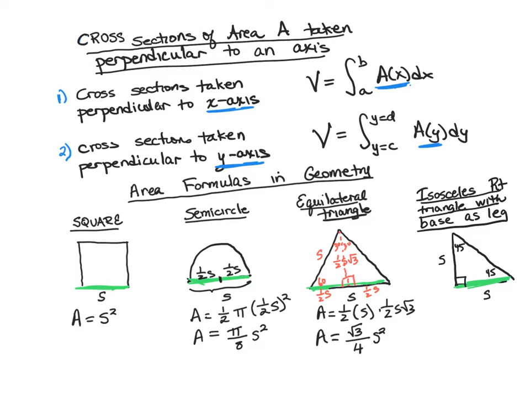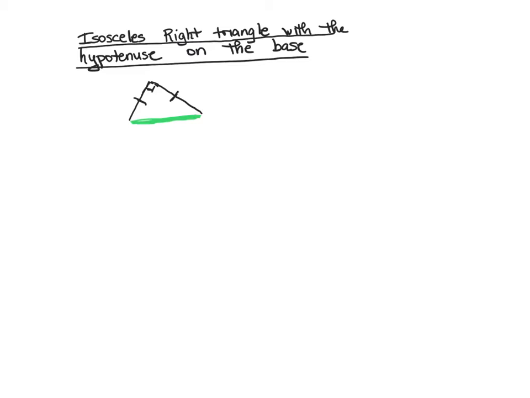Another one that we see often is an isosceles right triangle with a base as a leg, and that one's really easy. The area of this triangle is 1/2 the product of its legs, which is 1/2 S squared. And then there's one other which happens once in a while on the AP. An isosceles right triangle with a hypotenuse on the base.